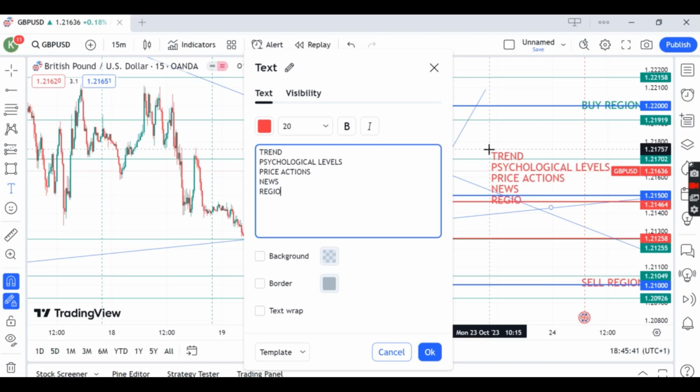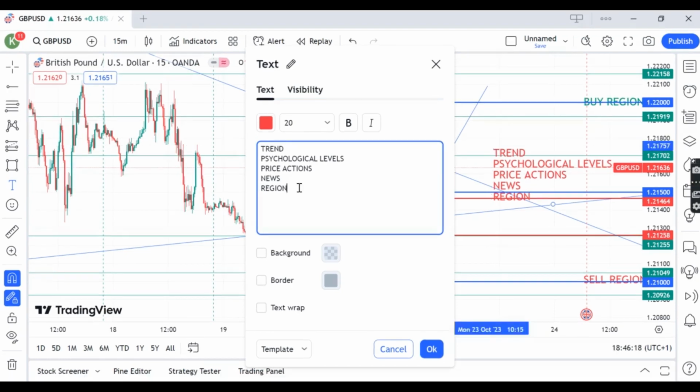Okay, I said we have the buy region and the sell region. So where is the region where price is? Then you can be able to make certain decisions. Like I usually tell you, in the buy region you have to look for shorter sells and longer buys. In the sell regions you have to pay attention to longer sells and shorter buys, because that means price will be having more sales, frequent sales, than in the buy regions. So that's why you need to pay attention to those things. So we have trend lines, we have psychological levels, we have price actions, we have news, we have region.